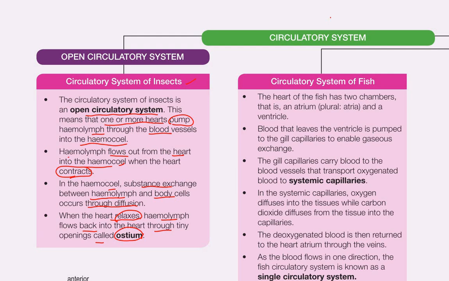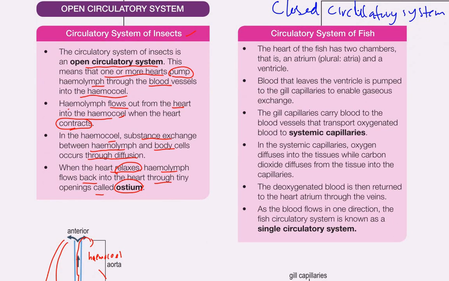So next we move on to the next circulatory system, that is the closed circulatory system. In this closed circulatory system, we are going to discuss three circulatory systems: the circulatory system of fish, amphibians, and mammals. So we start with the fish first. Circulatory system of fish.